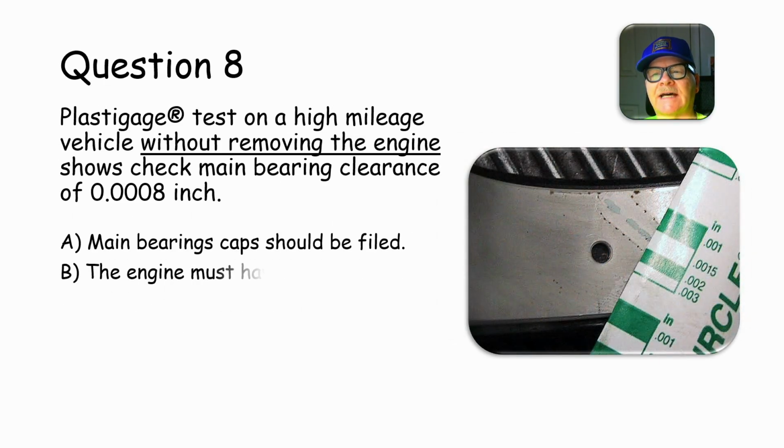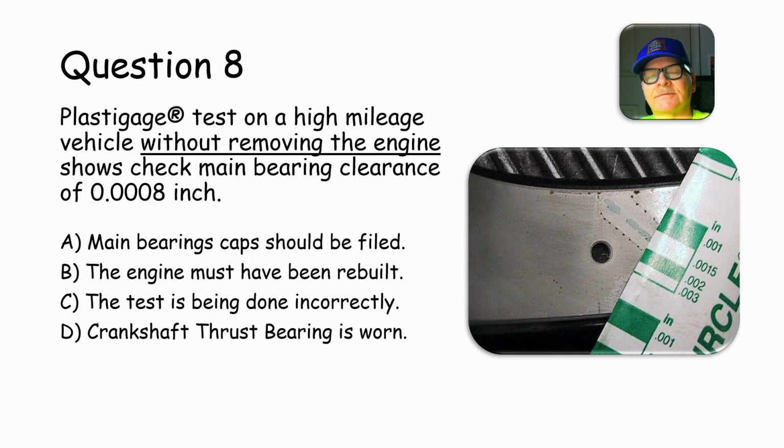If your clearance is that tight, then we got a problem there. What I'm saying is you don't have enough clearance here. The narrower this band is, the more clearance you have. Well, this one here has got more. In other words, it's tighter than even that. So you've got 8/10 thousandths of an inch there. And so what does that mean? Does that mean the main bearing cap should be refiled, the engine must have been rebuilt, the test is being done incorrectly, or the crankshaft thrust bearing is worn?